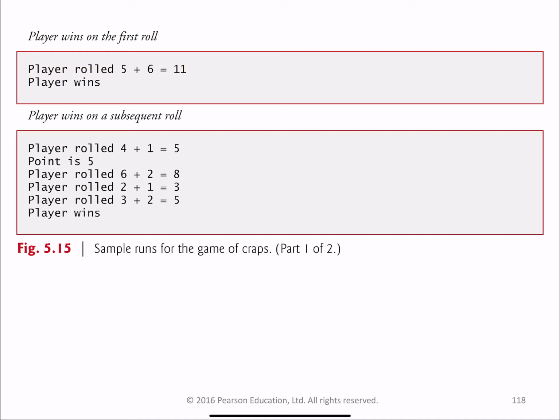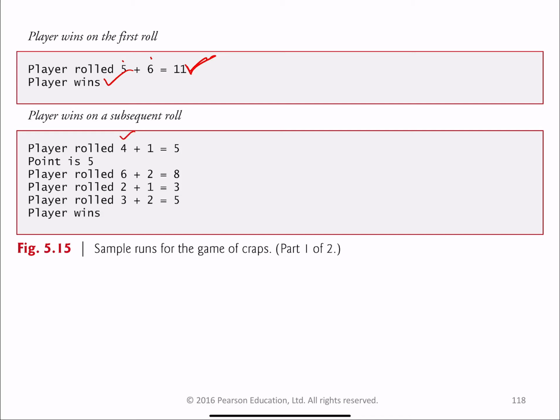If you run this, you'll see output like this. So on the first roll, let's say somebody gets 11. Remember, 7 or 11 will win you the game immediately. So let's say someone gets a 5 and a 6. That's 11, and you'll see the message printed out, player wins. Done.